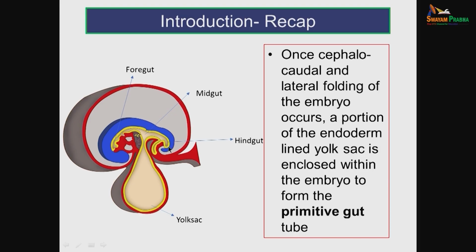So, the part of the hindgut, what I am pointing out now, the part of the hindgut distal to the allantoic diverticulum or caudal to the allantoic diverticulum, this what I am pointing out is called as cloaca. This one is cloaca, the part of the hindgut which is caudal to the allantoic diverticulum is called cloaca.